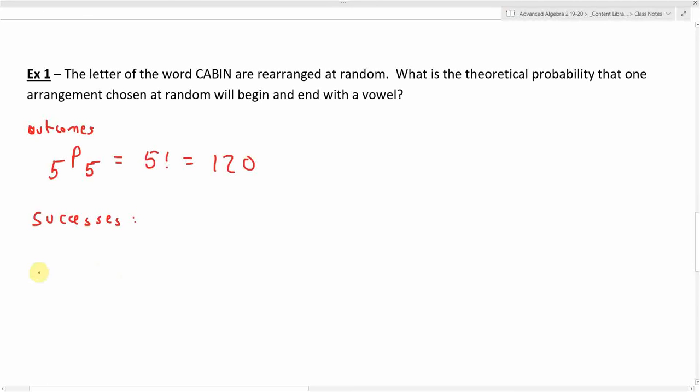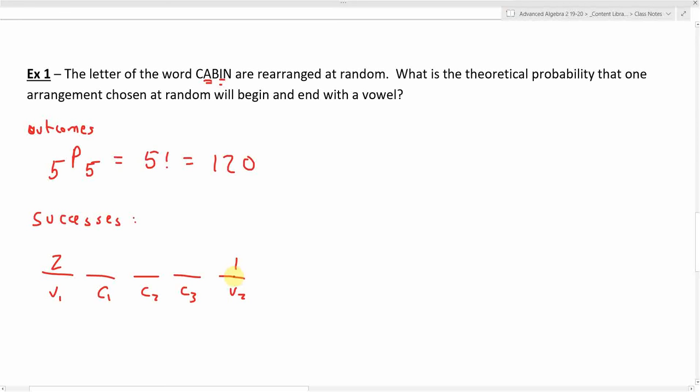If we think about the successes, let's think about it this way first. We have 5 letters to fill, and the first one needs to be a vowel, and the last one needs to be a vowel. But there are only 2 vowels in the word, which means all the rest have to be consonants. So in my first slot, I need a vowel to be successful. There are 2 possible ways I could draw a vowel, A or I. And I also need a vowel in my last spot. Once I've taken one for the first spot, there's only one left for the last spot in the word.